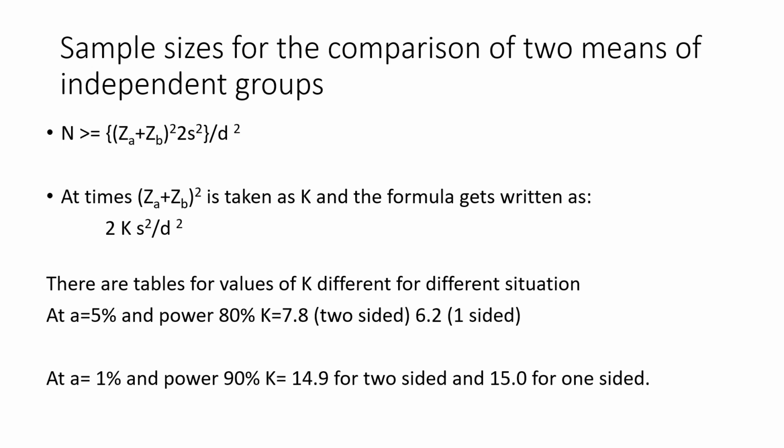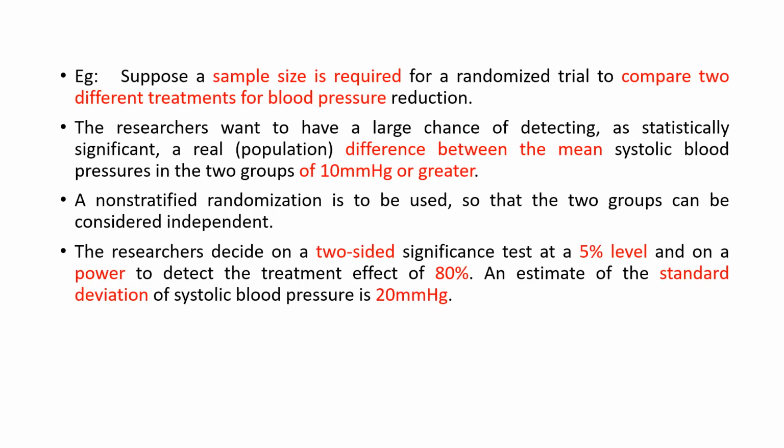So you see, once you improve the confidence level and the power of the study, k almost doubles from 7.8 to 14.9. So the sample size increases. Now the s in the numerator was the pooled standard deviation. Now this is an example.